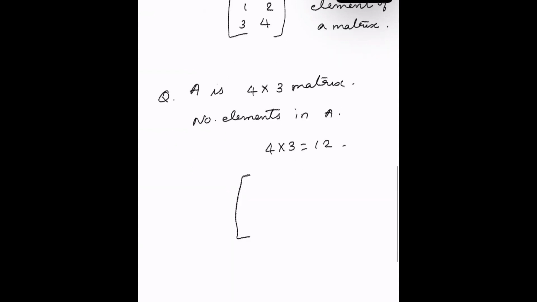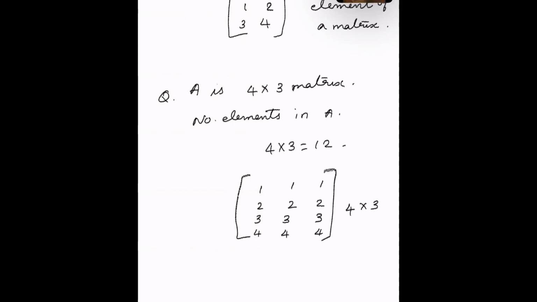Let's list this out. 4 rows, let them be 1, 2, 3, 4. Each row has got 3 columns. So let it be like 1, 1, 1, 2, 2, 2, 3, 3, 3, 4, 4, 4. Don't you think this is a 4x3 matrix? 4 rows and 3 columns. Count the number of elements. Are you getting 4 into 3, which is 12?